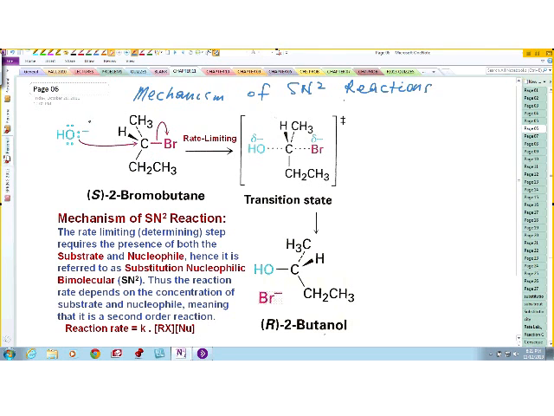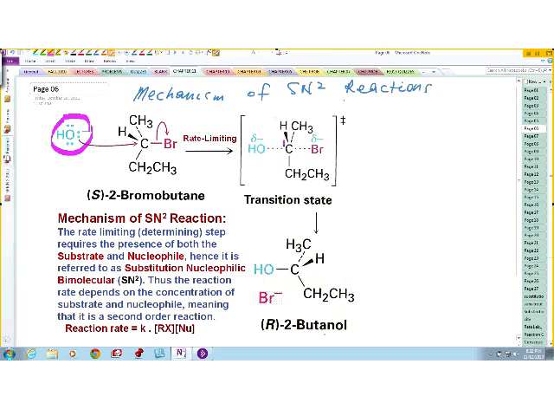Now, what do you have here? We have hydroxide acting as a nucleophile. What does the nucleophile do? You can see the arrow, attacking this carbon here, the electrophilic carbon. At the same time that the nucleophile is attacking the electrophilic carbon, the carbon-bromine bond is being broken, so the leaving group is leaving. So everything is happening at the same time. As you are forming a new bond, we are also breaking the existing bond. So we have what we call a transition state.